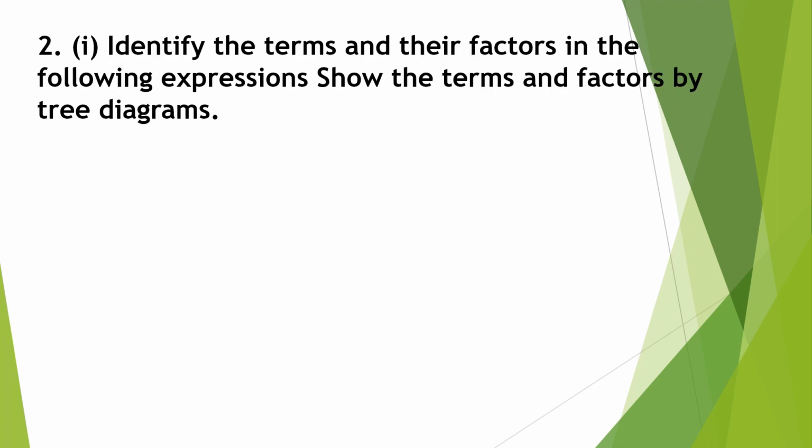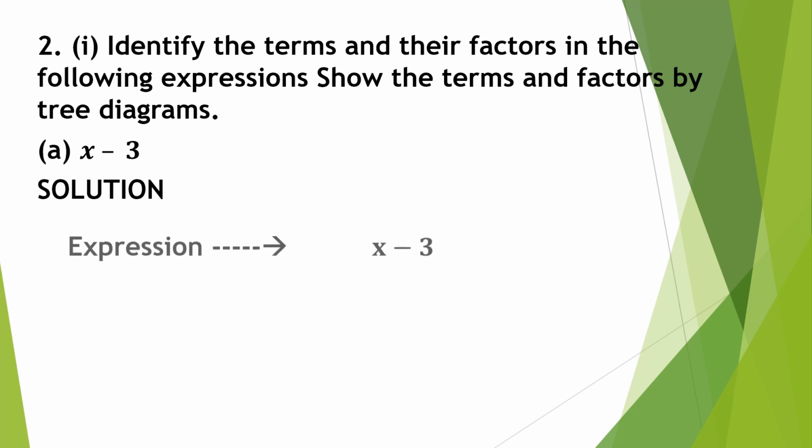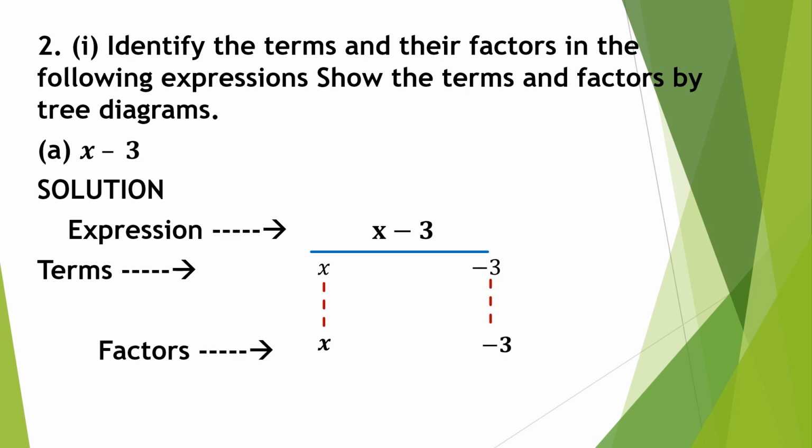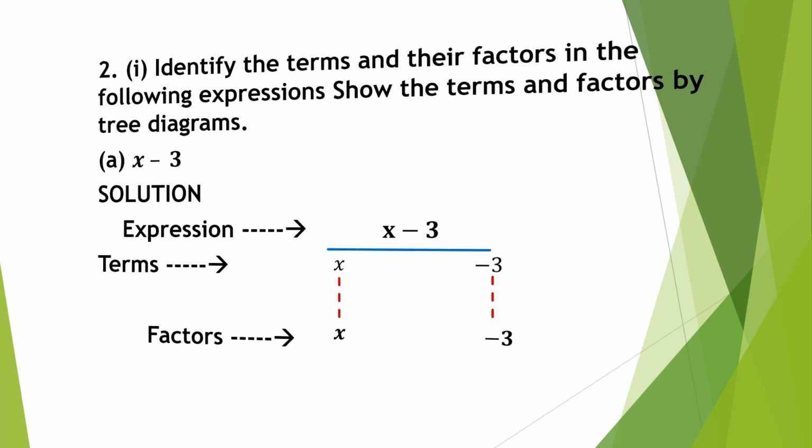Next we move to question number 2. Identify the terms and their factors in the following expressions. Show the terms and factors by tree diagrams. Our first question is x minus 3. Here the terms are x and minus 3. The factors are x and minus 3. Now we can see how to represent it by a tree diagram. This is an expression. Then draw a line, put an arrow mark. The terms are x and minus 3 and the factors are x and minus 3.